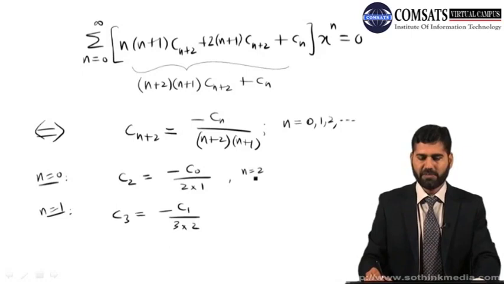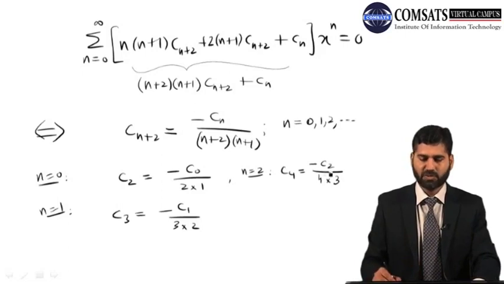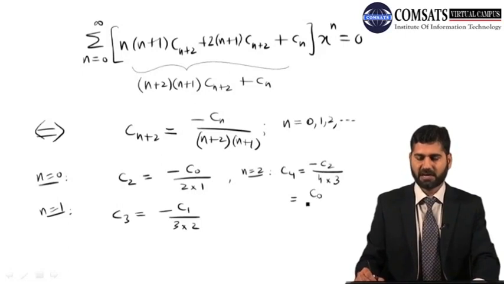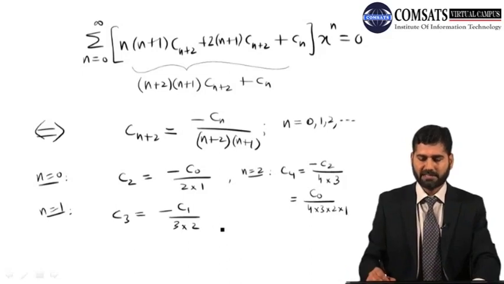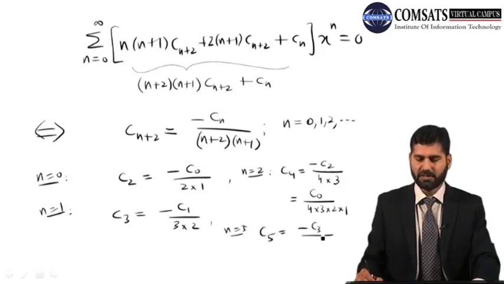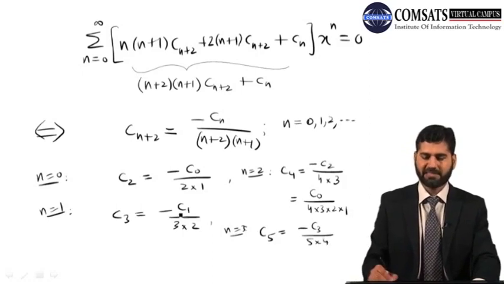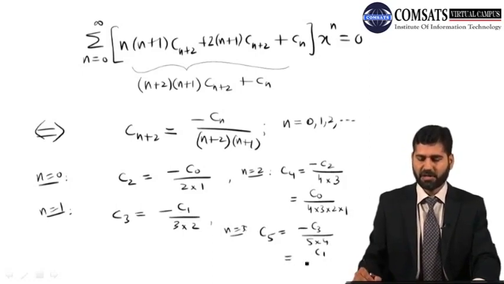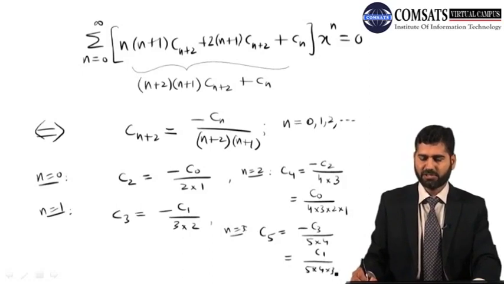N is equal to 2 will give me c4 is equal to minus c2 by 4, 3. And because c2 is given as minus c0 by 2, 1, so this is plus c naught over 4, 3, 2, 1. And n is equal to 3 will give me c5 is equal to minus c3 over 5, 4. And if you replace the c3 value, you will get c1 over 5, 4, 3, 2.